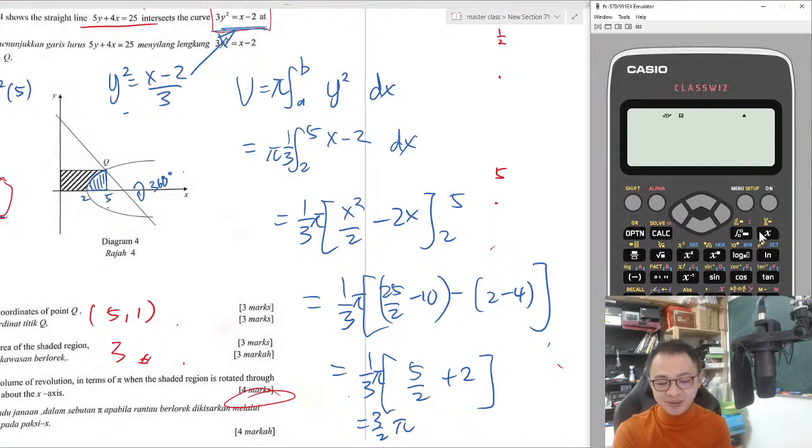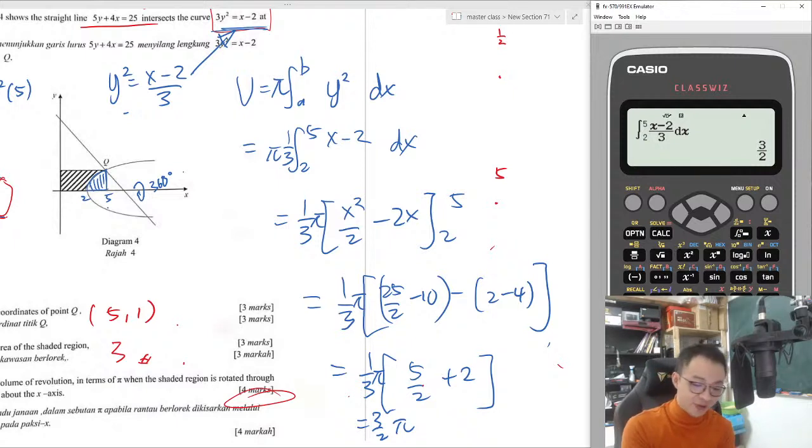But I can always double check my answer by using the calculator, where I integrate. You can insert the whole equation, it doesn't matter. So which is x minus 2 over 3, and then from 2 to 5. Then the calculator should tell you it's 3 over 2. So add a pi by yourself. Then it will be 3 over 2 pi.